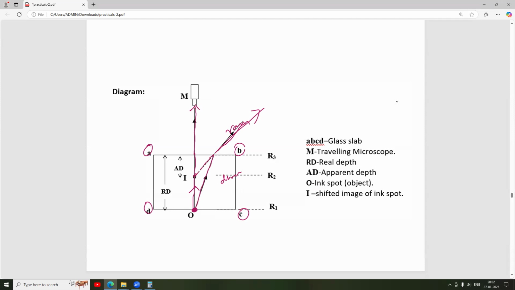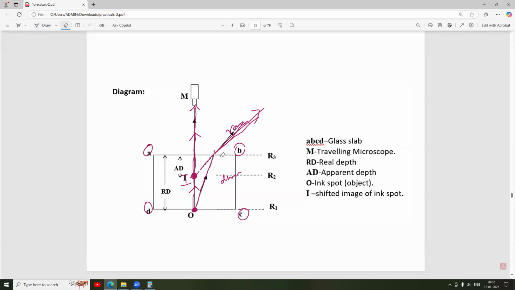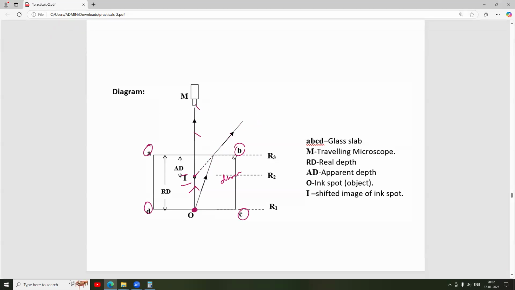And there too, this direct ray which is incident normally and the ray which is bent like this appear to come from this point, that is the image. So that is the method of drawing the ray diagram. Don't draw some rubbish ray diagrams, okay?